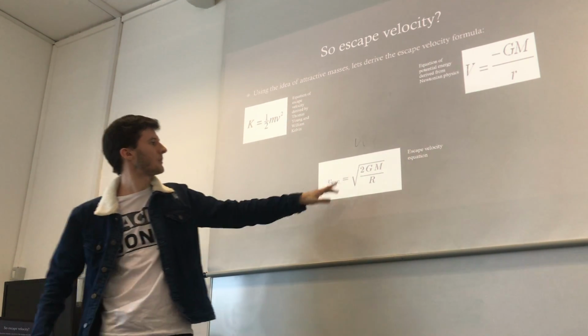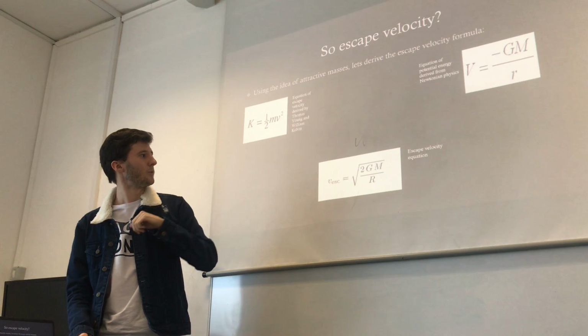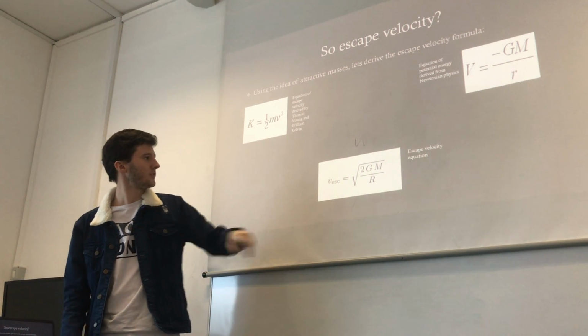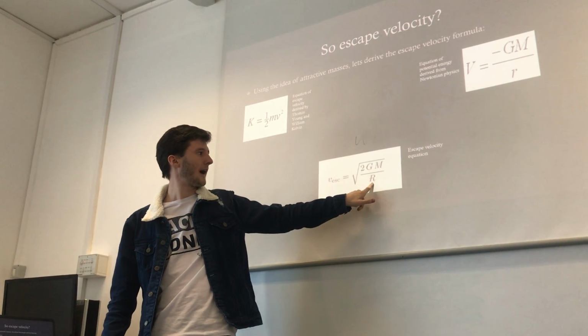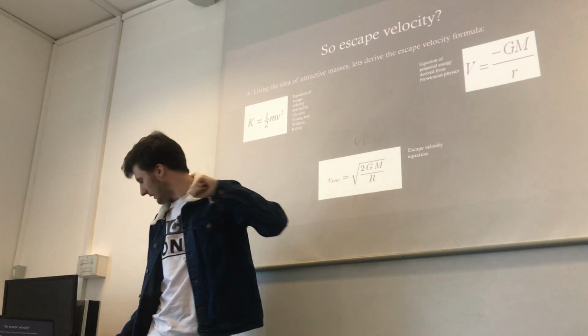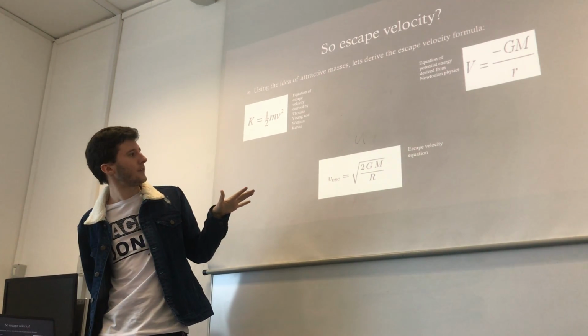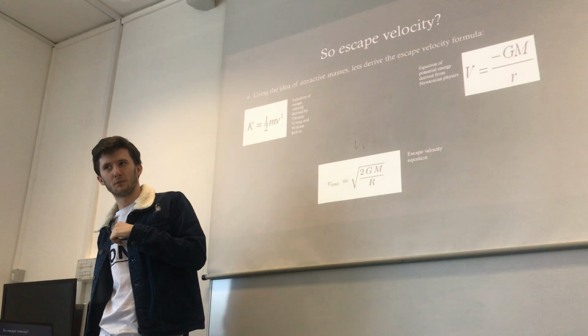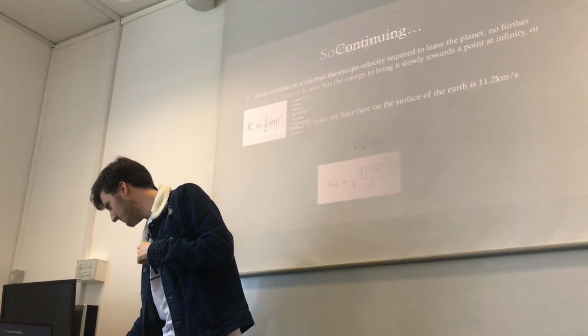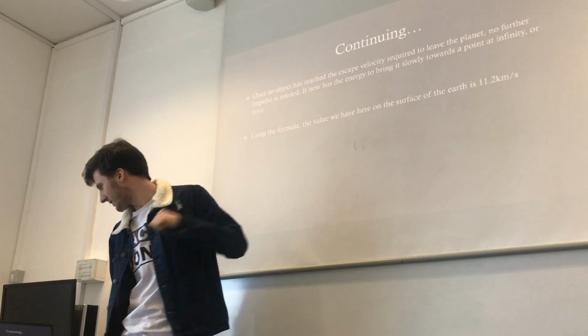A little bit of rearranging gives us this expression, which is the root of 2GM over r, where M is the mass we're escaping from and r is the distance from the centre, here the surface of the mass. You will see later that the value for this on Earth is about 11.2 kilometers per second, which is a very, very fast speed we need to achieve. Yes, so there you go.